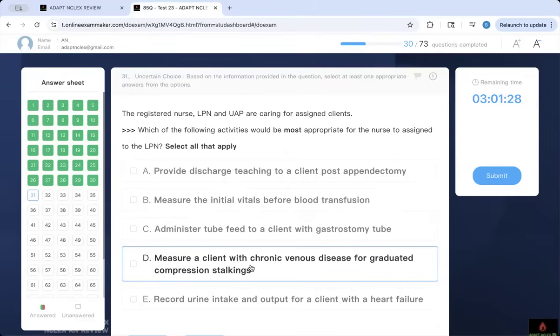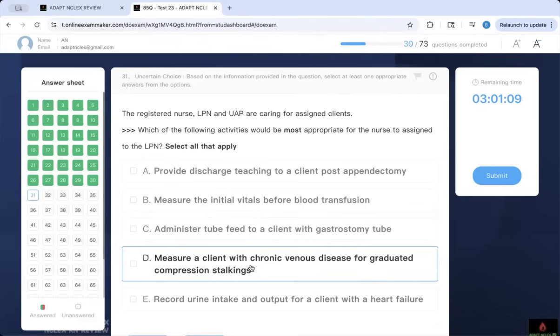Delegation. A registered nurse, LPN and UAP are caring for an assigned client. Which of the following activities will be the most appropriate for the nurse to assign to the LPN? Everybody stay in their lane. RN do their stuff, LPNs do their stuff, and UAP do their stuff. Which one should you give to the LPN?